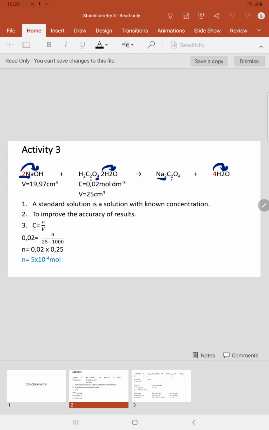Again with the hydrogens, we've got 2 hydrogens here plus 2 hydrogens there, which is 4, plus 4 hydrogens here, which is 8. On this side, we have 8 hydrogens.